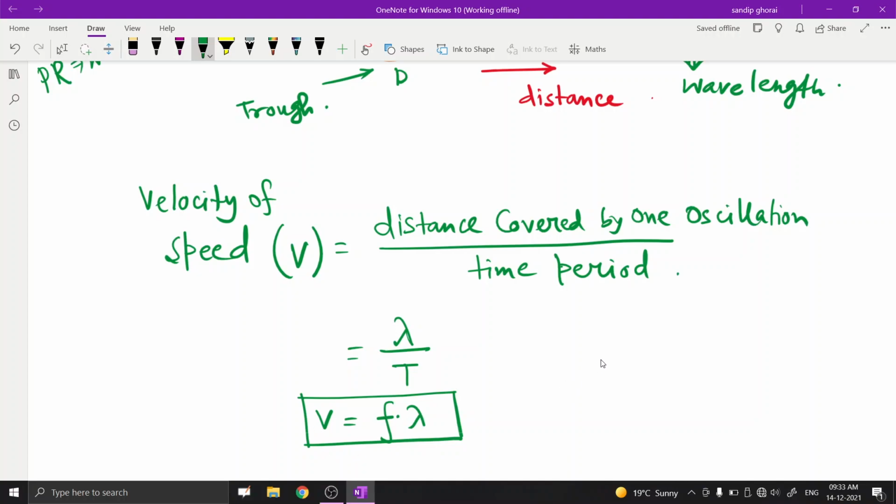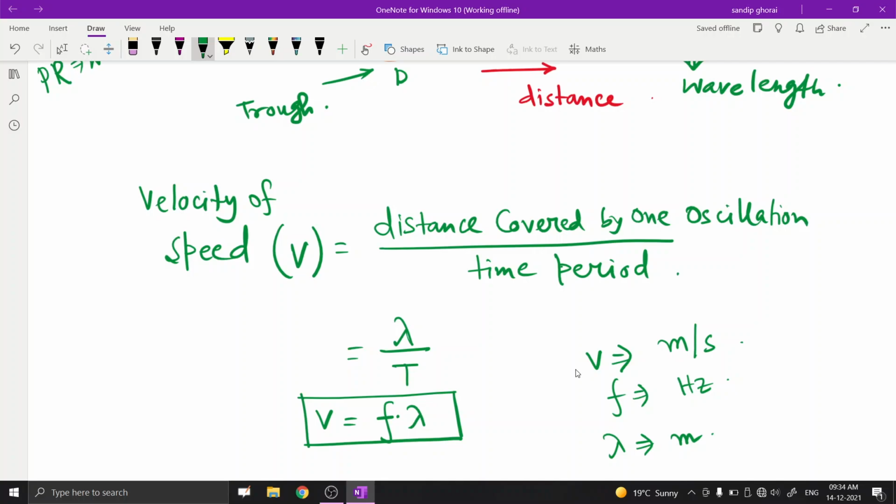Here v means speed of sound, in units of meter per second, frequency is in hertz, and lambda is in meters. In this way we can find the relation between velocity, frequency and wavelength of a sound.